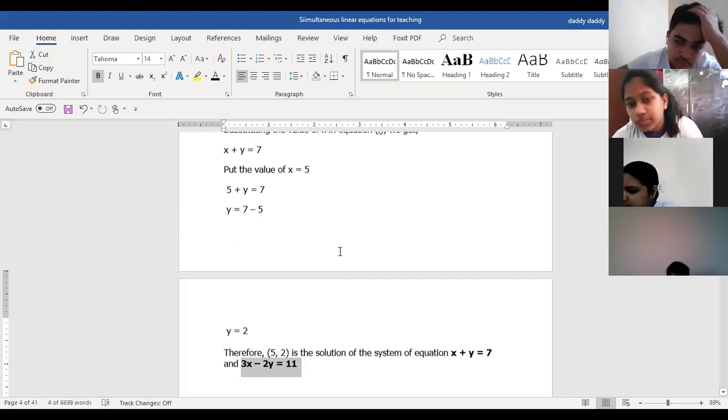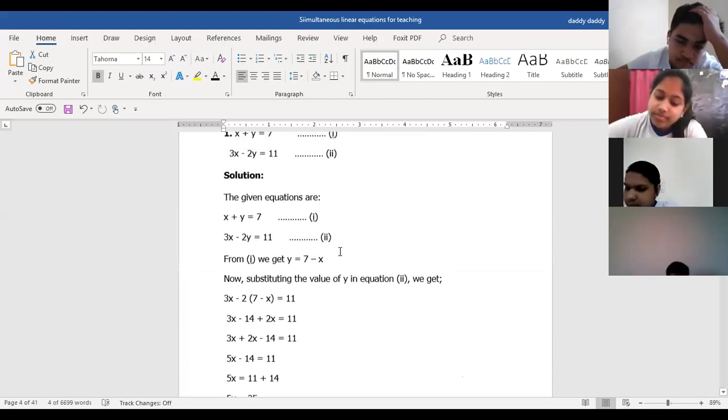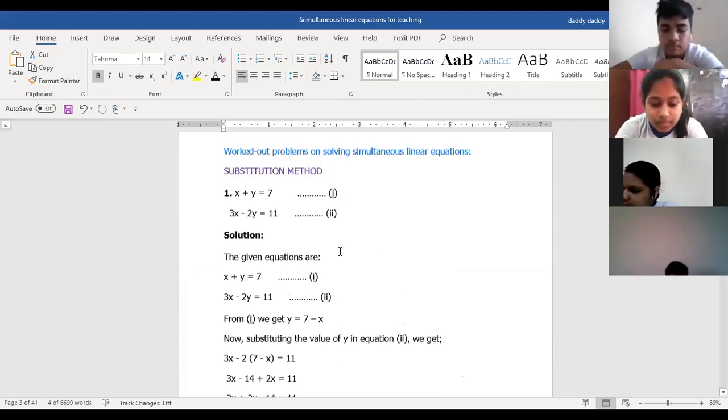Okay. So quickly just note down the solution, and again I am going to take another example of the same method so that it is more clear.